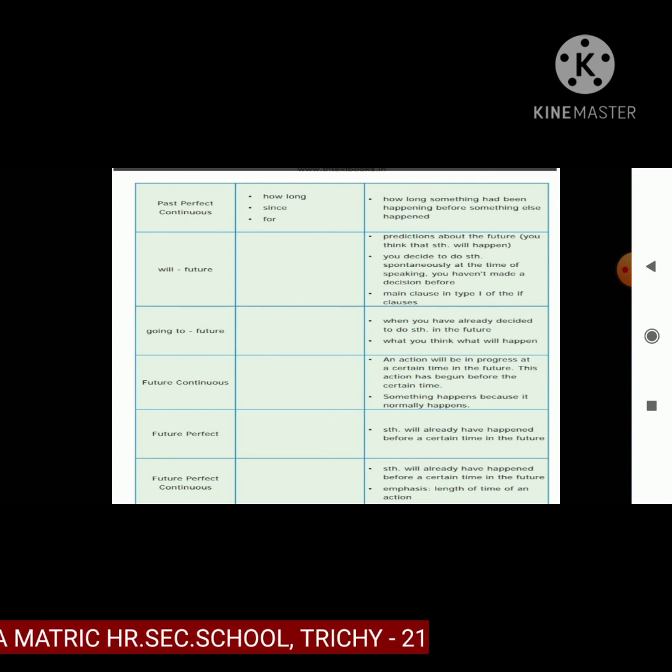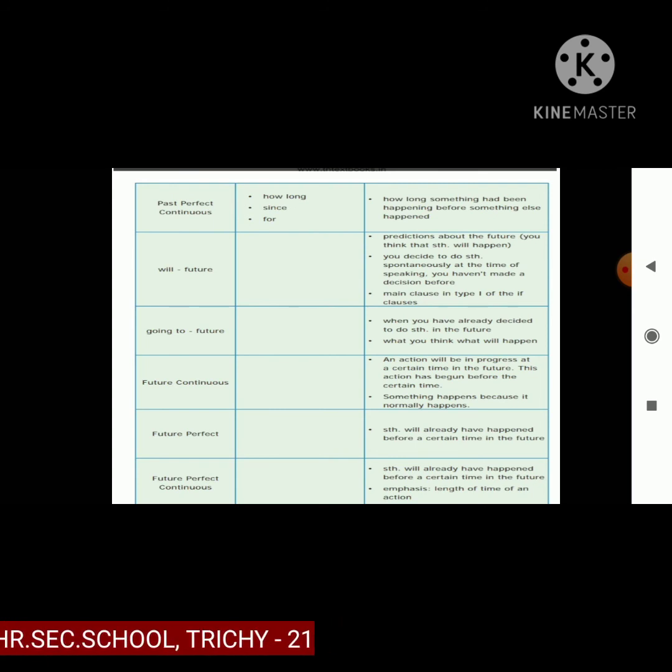So that's future perfect. Future perfect continuous: something will already have happened before a certain time in the future, emphasizing the length of time of an action. This is future perfect continuous: I will have been writing a test.